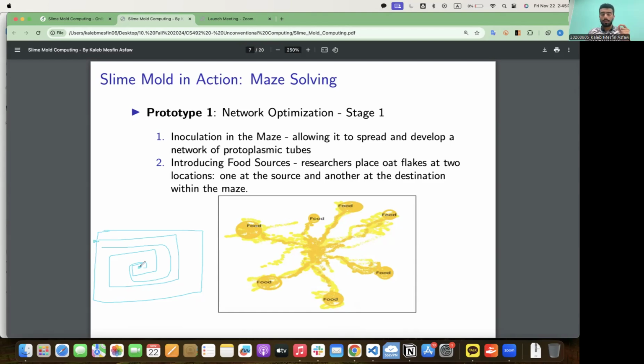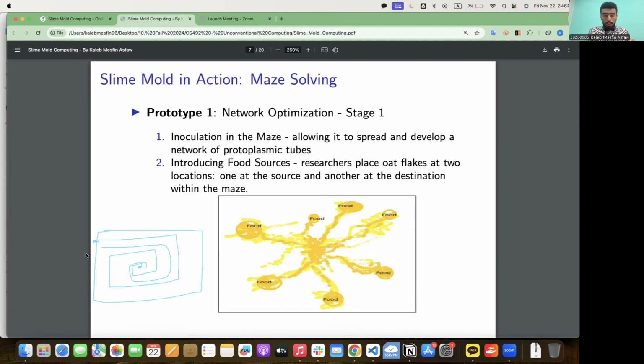The scientists call them irresistible food sources for the slime mold, placed between the starting point of the maze and the destination of the maze. Then what happened was the slime mold responded to the change of the food placement.